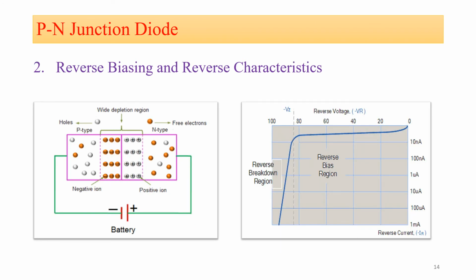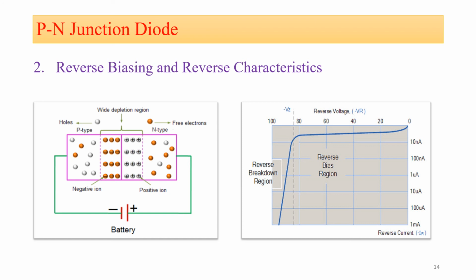Now let's see the reverse biasing, or reverse characteristics, of the p-n junction diode. What is the difference between forward biasing and reverse biasing? In forward biasing, your anode is connected with the positive terminal of the battery and the cathode is connected with the negative terminal of the battery. But in reverse bias, exactly the opposite. The anode, or p-type semiconductor material, is connected with the negative terminal of the battery, and the cathode, or n-type semiconductor material, is connected with the positive terminal of the battery. That indicates your diode will be in reverse bias condition.